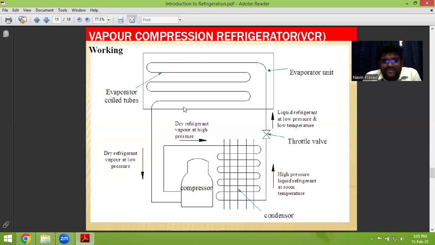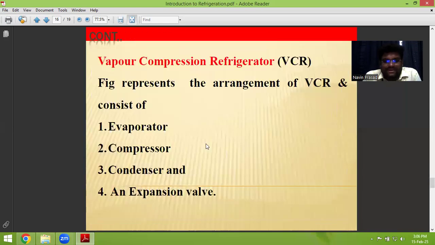Again, the refrigerant gets heated and a phase change occurs. The refrigerant coming out of the evaporator is converted into dry refrigerant vapor again. The heat inside the evaporator coil is absorbed by the refrigerant, and it comes back to the compressor. So this is a cyclic process. These are the most common arrangements of a vapor compression refrigeration system.